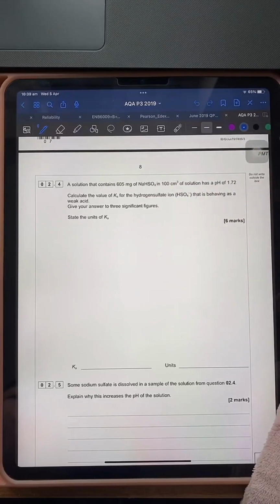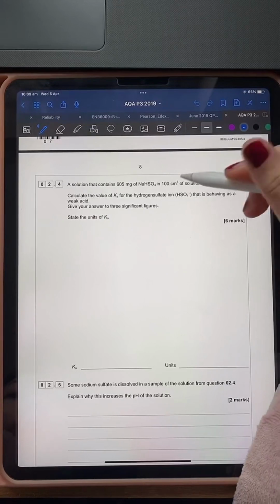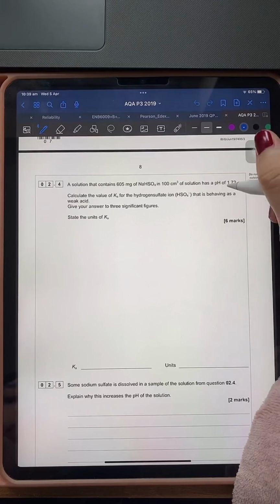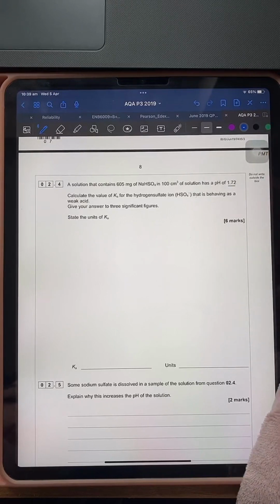A solution that contains 605 milligrams of NaHSO4, that's sodium hydrogen sulfate, in 100 centimeters cube of solution has a pH of 1.72. Calculate the value of Ka for the hydrogen sulfate ion that is behaving as a weak acid. Give your answer to 3 significant figures.